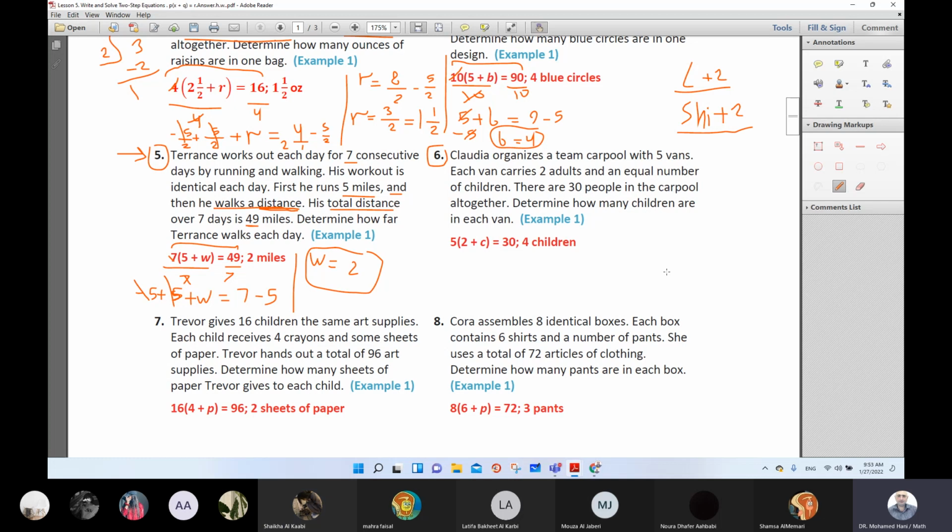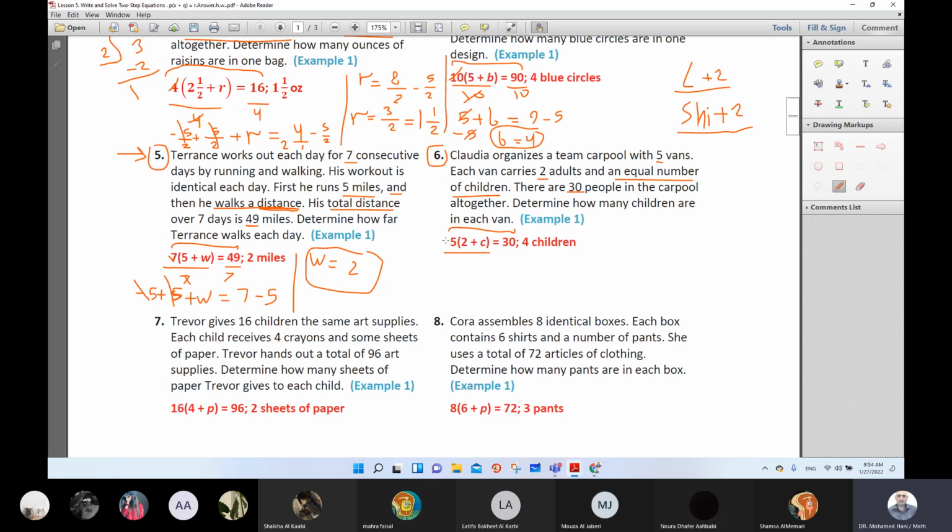Great, Sheikha. Thank you. Great work. So as you see here, we have 5 vans, so write here 5, then open parenthesis. Each van carries 2 adults, so write here 2, and means plus an equal number of children. We don't know the number of children, so represent it with a variable, for example C. Then the total is 30 people, so equal 30. So we have now the equation. We want to solve this equation.